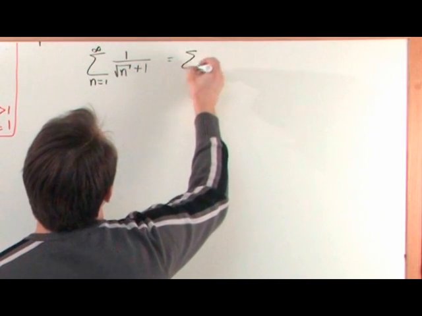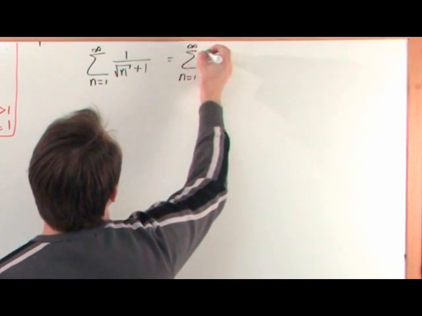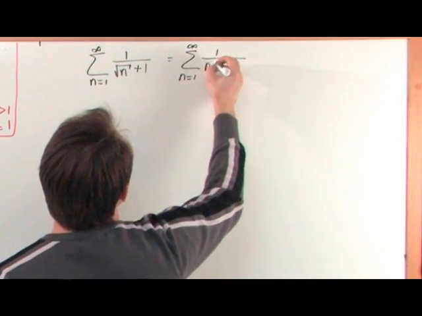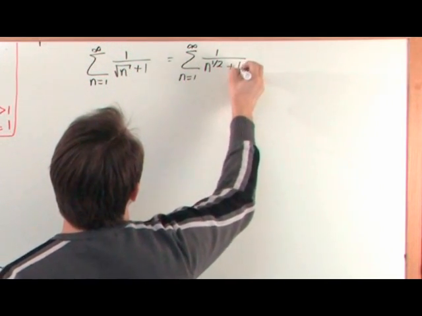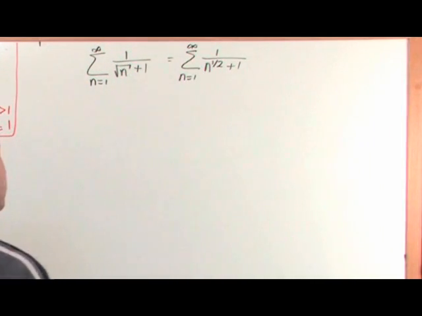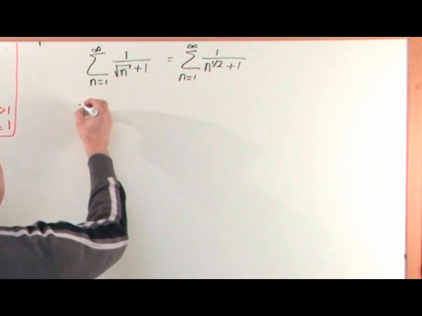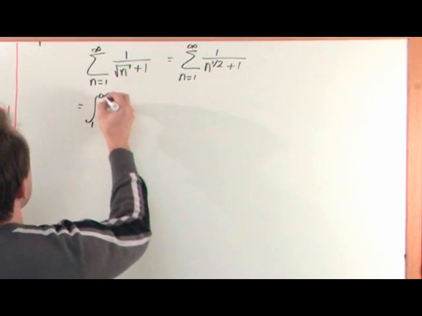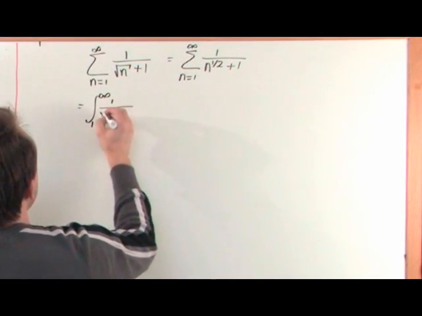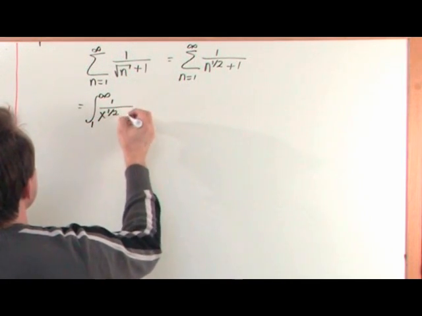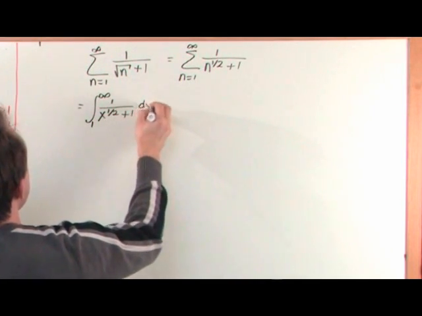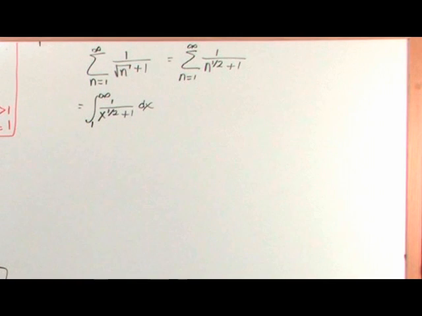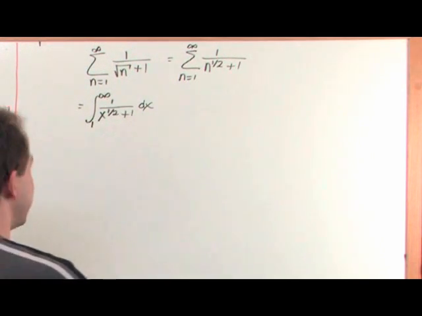Well, I can rewrite this as the sum from n equals 1 to infinity of 1 over n to the 1/2 plus 1. I just like to have those in terms of exponents. And if I'm going to apply the integral test, I can integrate from 1 to infinity of 1 over x to the 1/2 plus 1 dx. So let's see if we can integrate this.